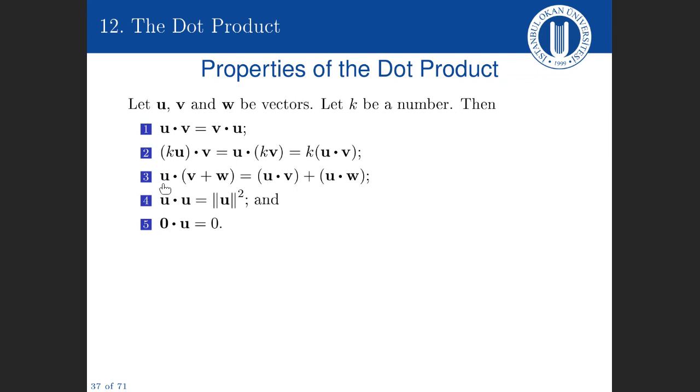Rule 3: u dotted with v plus w is the same as u dot v plus u dot w. Rule 4: u dot u is equal to the norm of u squared.